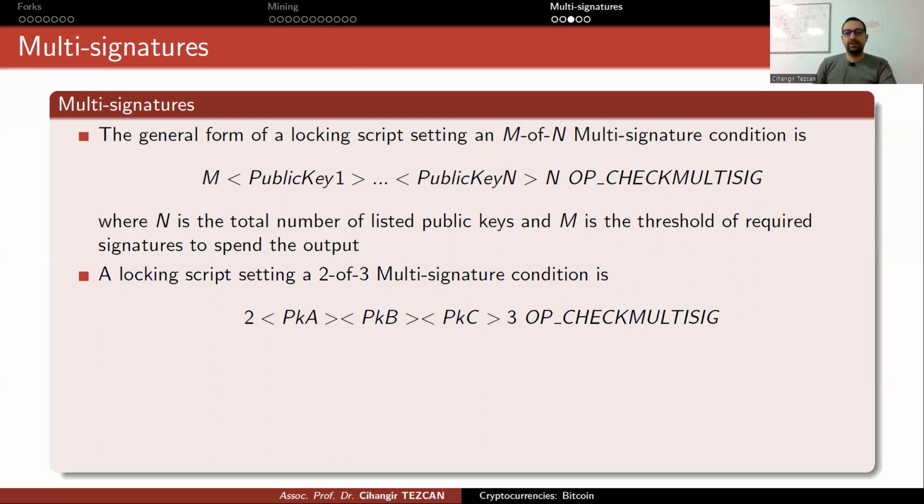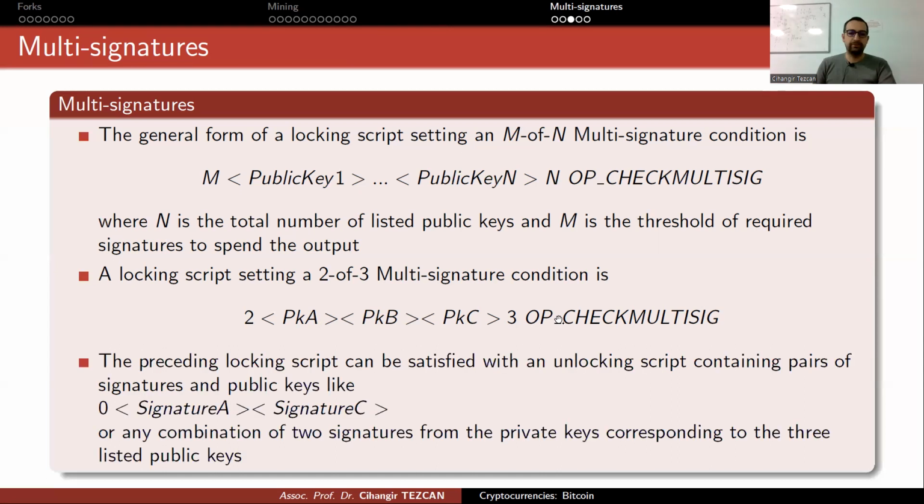So a locking script setting a 2 of 3 multi-signature condition is 2. Here is the number of people required to sign it. So 3 public keys are provided here. So any 2 private keys corresponding to these public keys can perform this transaction. Okay, that is the idea. The preceding locking script can be satisfied with an unlocking script containing pairs of signatures and public keys like 0, signature A and signature C, or any combination of 2 signatures from the private keys corresponding to the 3 listed public keys.